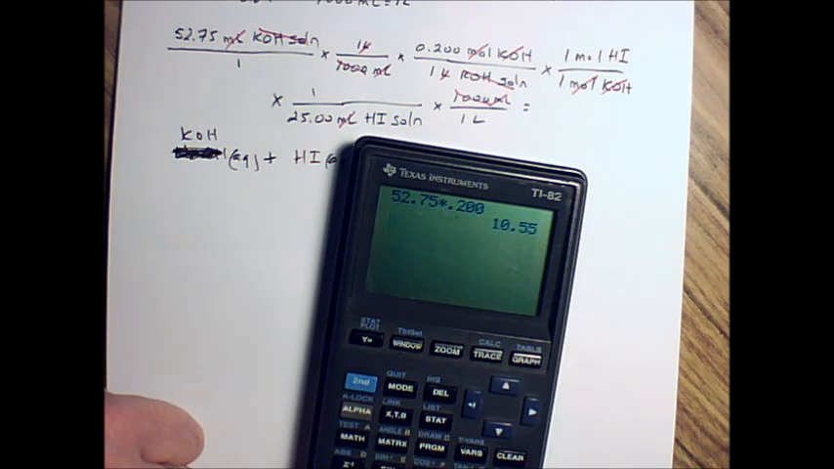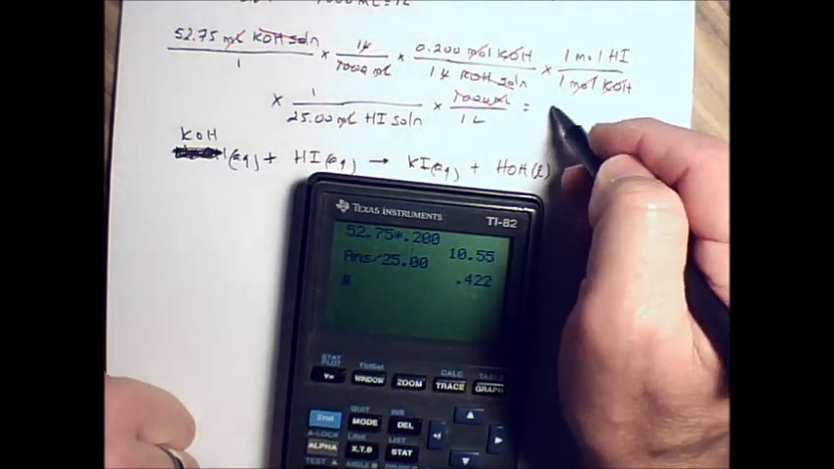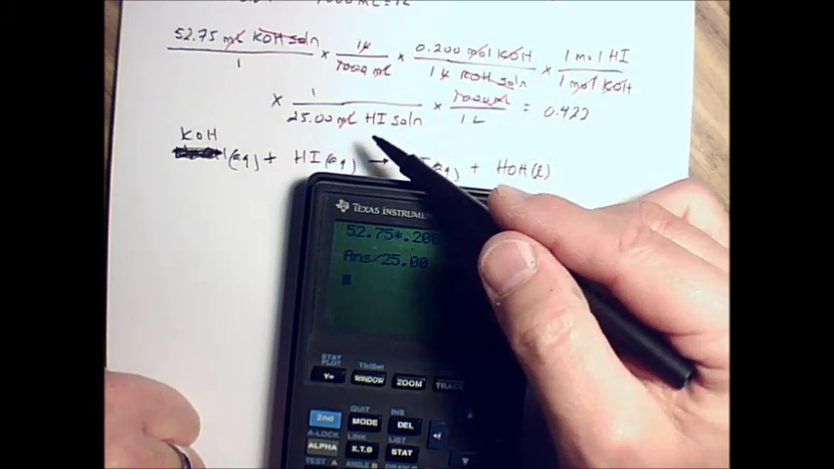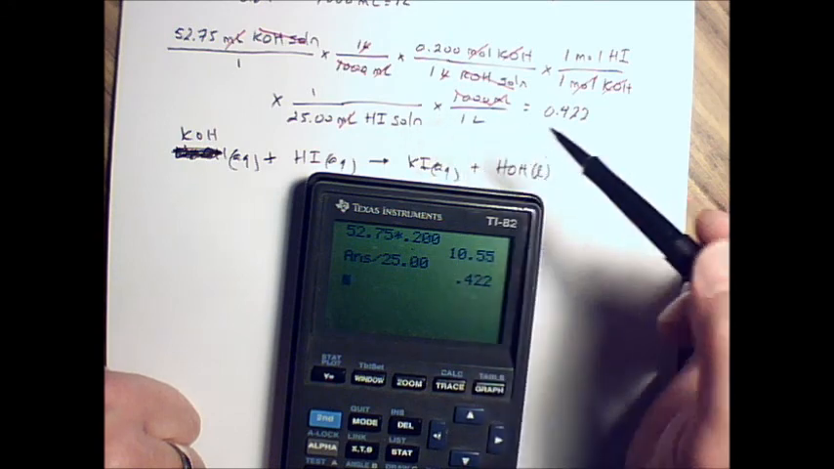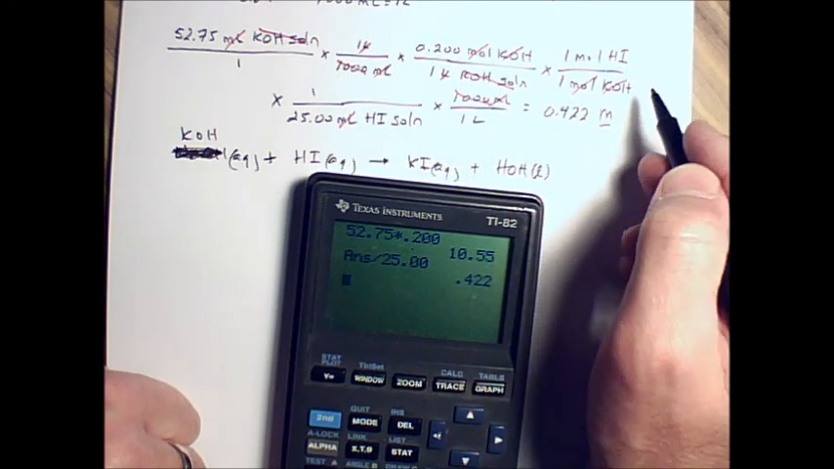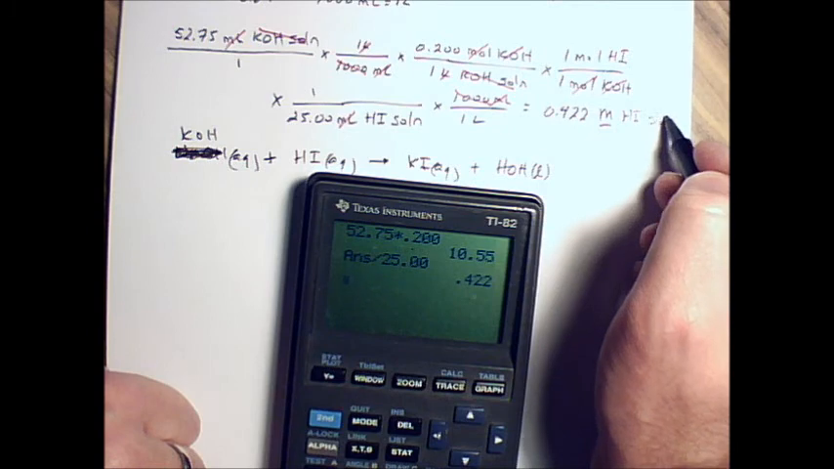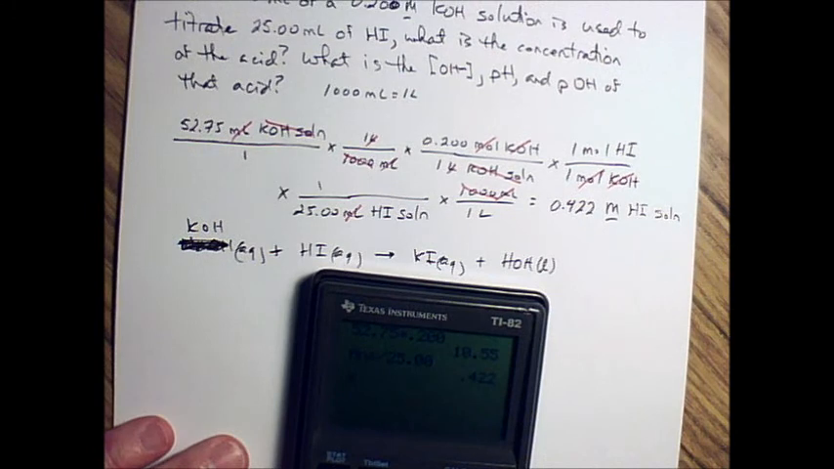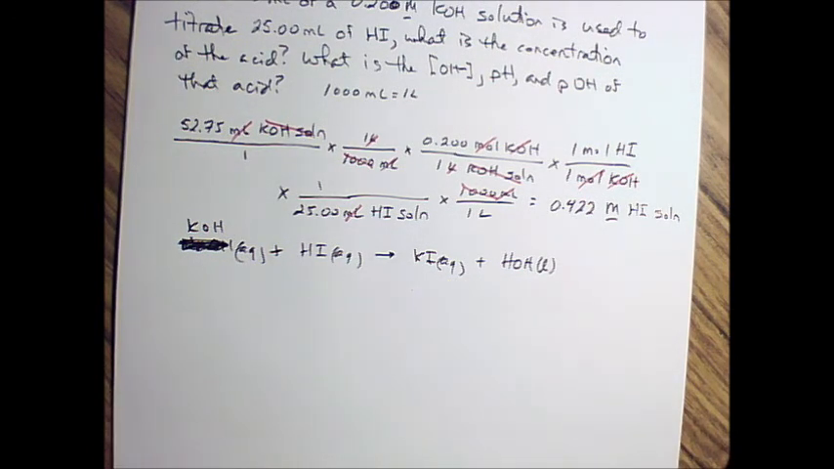Okay, and let's see, then we had to hit enter and divide by 25.00. And so I get a molar concentration of 0.422, and that's moles of HI over liters of HI solution, so that is molarity HI solution. Do you need the HI solution part, or just the molarity? You have to say it's an HI solution, that's correct.